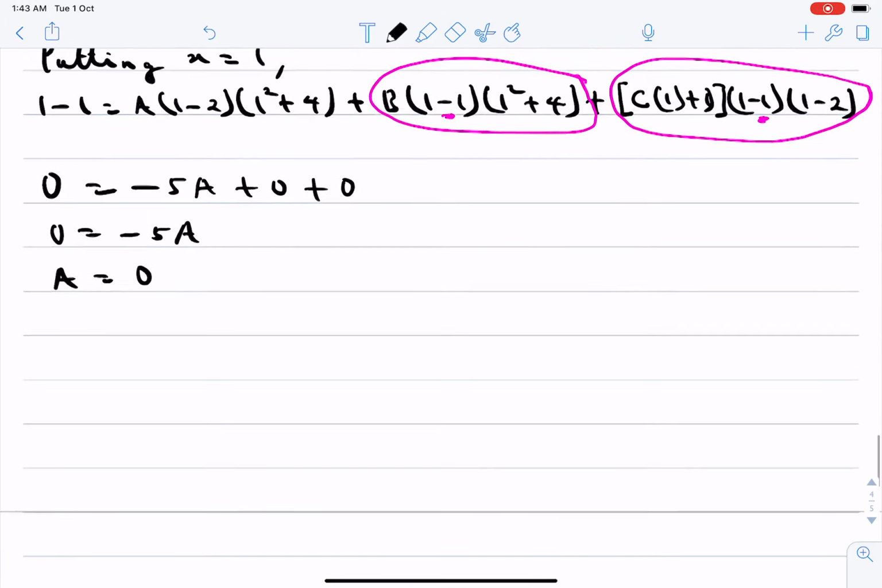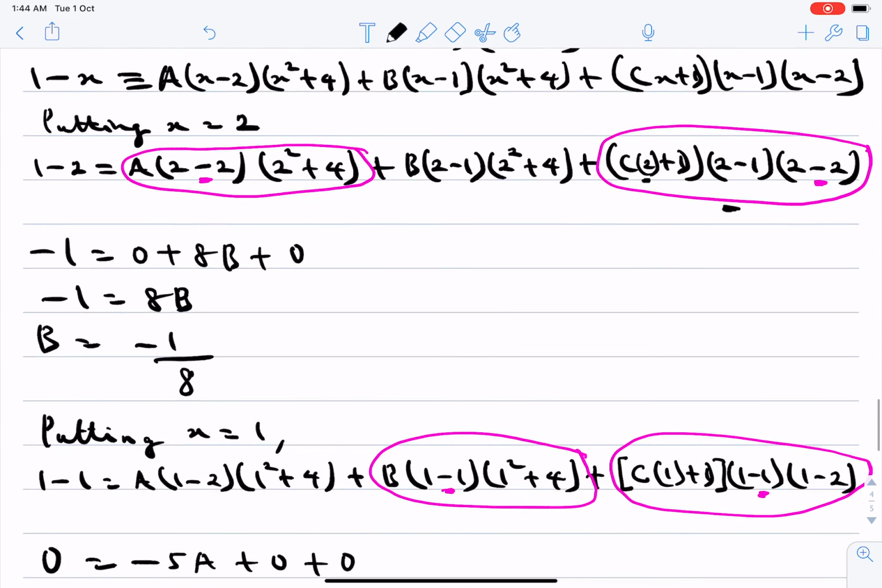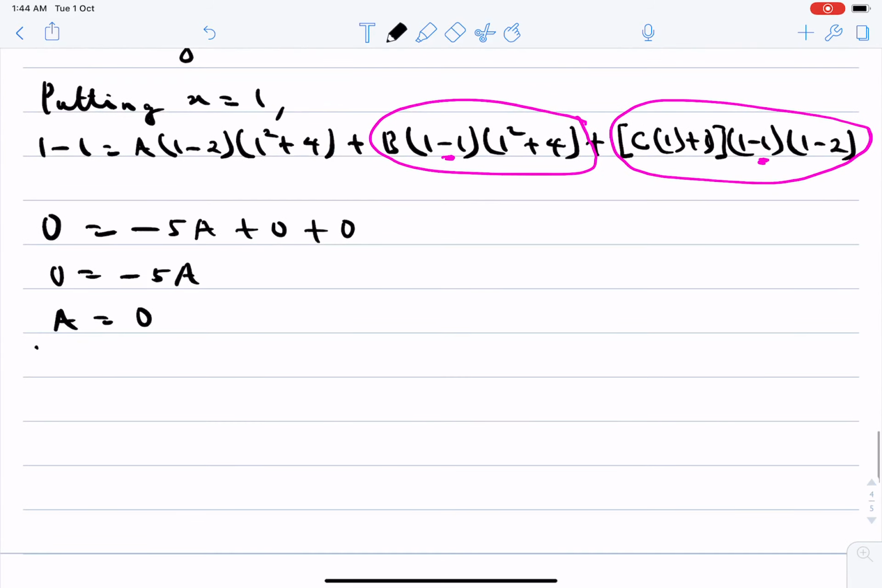So what's the next? What other value can we put for x to get another constant? Okay, maybe not really. At times when you put a value for x, it doesn't solve for any of the constants, but it simplifies the identity, and you can substitute the values of the constants that you have already obtained to get another one. So that's the kind of thing we are doing here. Let me put x equals minus 1.